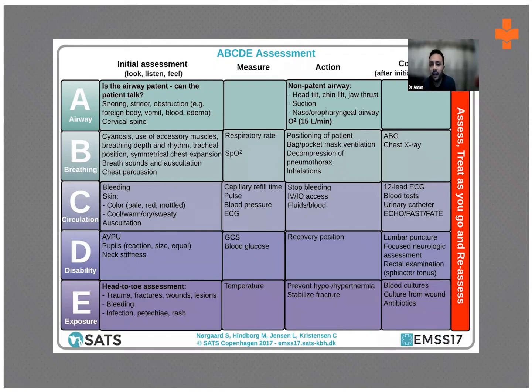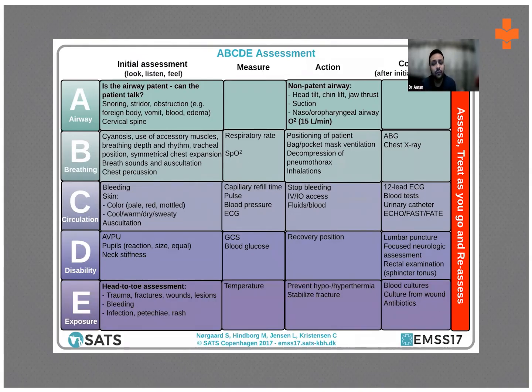If you can't get the IV access, for instance, in the UK they use a lot of IO access. Any patient who's coming in crashed with a road traffic accident, if you can't find the peripheries, you can't find the IV lines, they directly go for intraosseous access. In India, we still don't do it much.